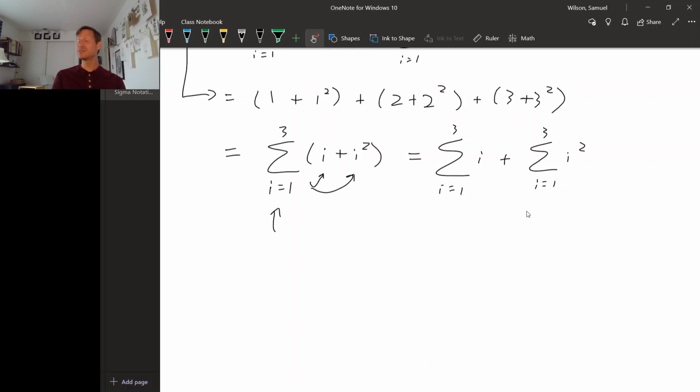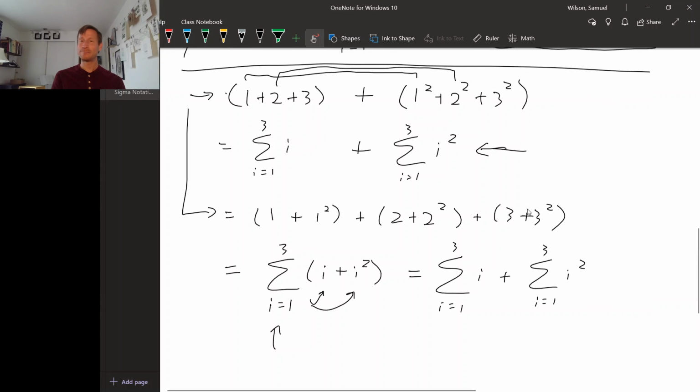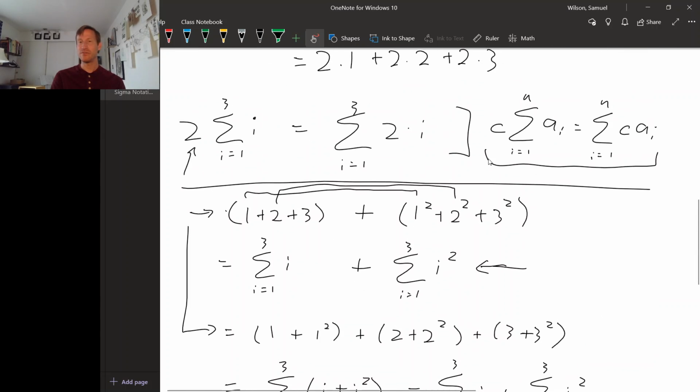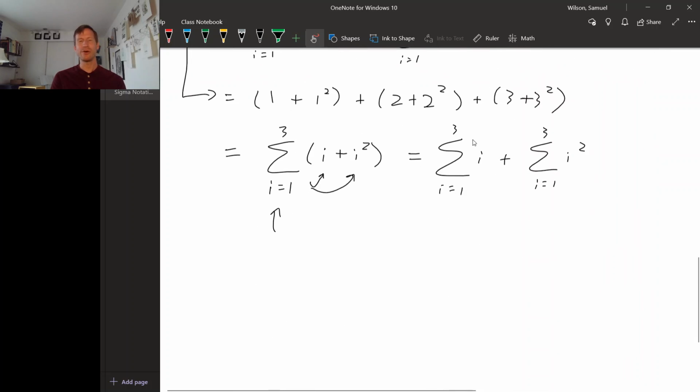So we have a couple tricks we can use with sigmas now. If we have a constant multiple in front of a sigma, we can move that inside to the pattern, or if it's inside, we can move it outside. And also, if we have a sum in our pattern, we can split the sigma up at the sum, or distribute the sigma, sort of.